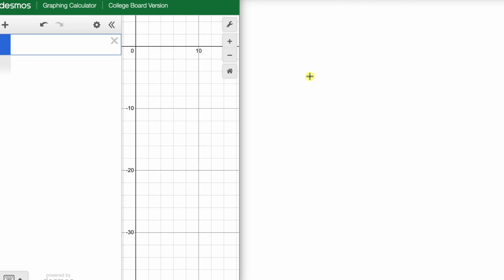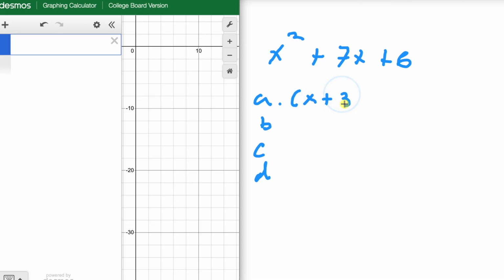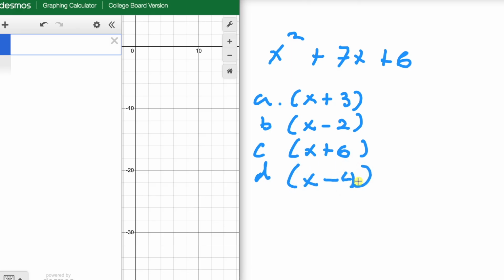So now for the next topic. The next topic here is factors. On the SAT, sometimes they'll give you an equation such as x squared plus 7x plus 6. This is just a random equation. And then they'll give you 4 options, A, B, C, D, and one of these will be a factor of it, and they'll ask you which one is a factor. So say here B would be x plus 3, x minus 2, x plus 6, and then x minus 4. I just came up with this right now.